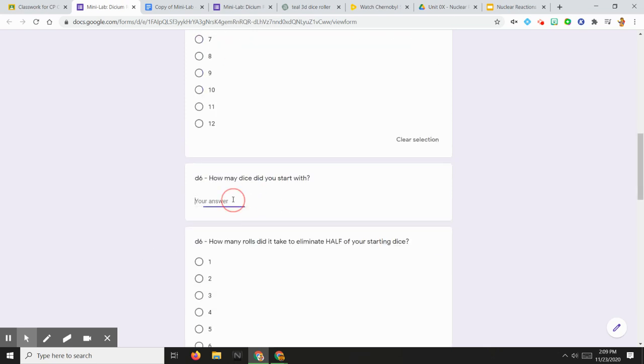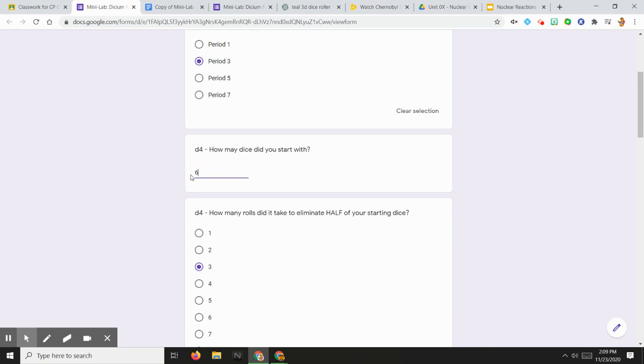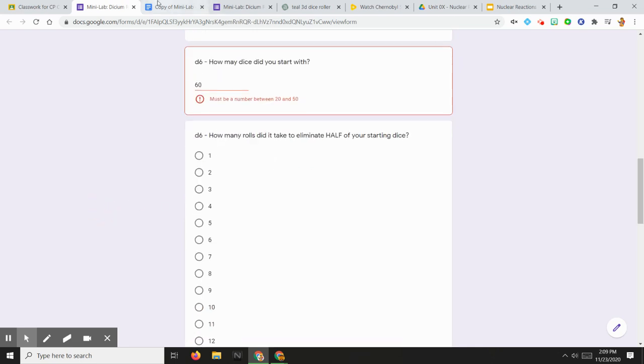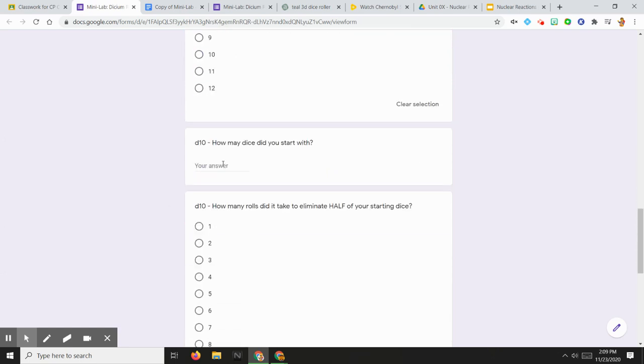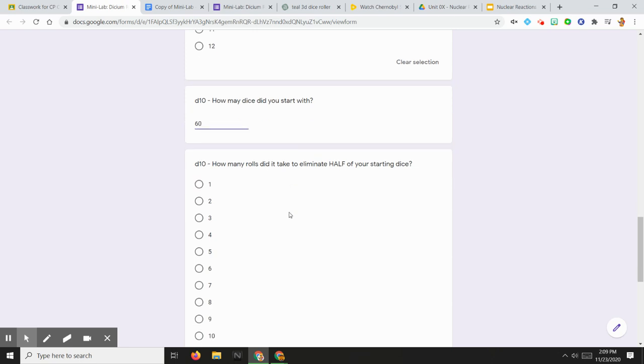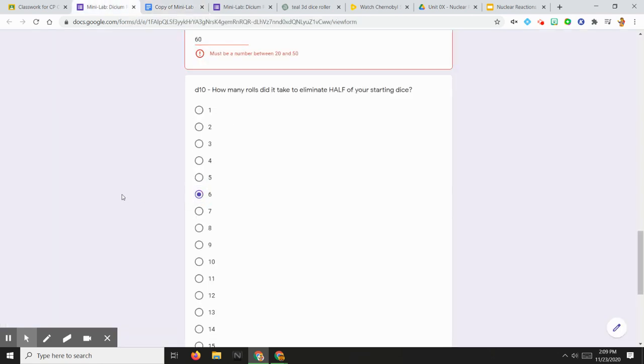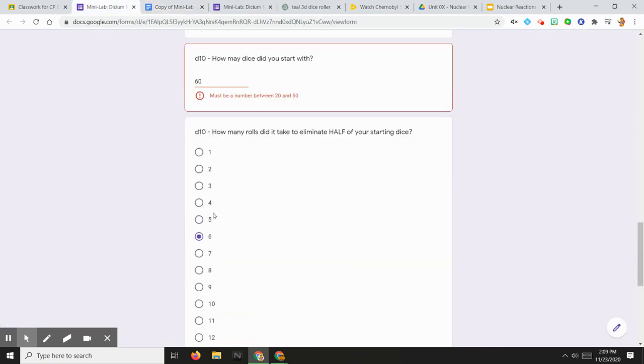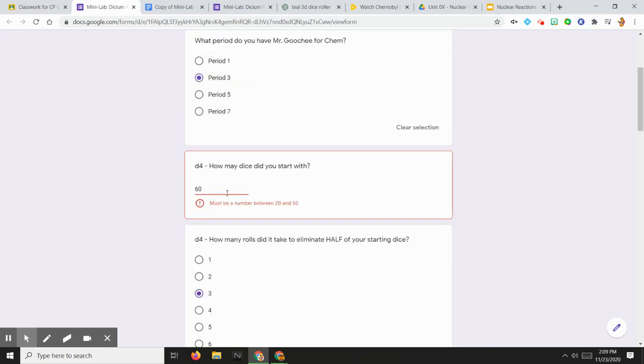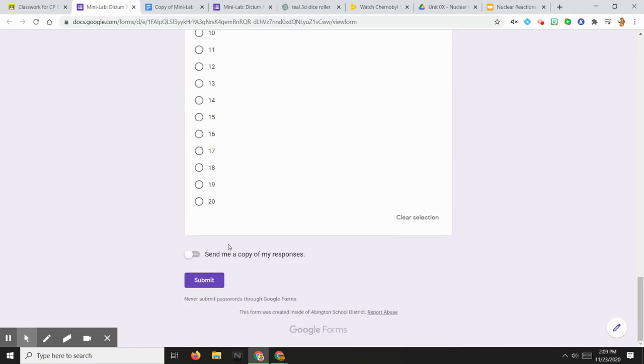How many of these D6 dice did you start with? I started with 60. I'm just gonna put 60 because I'm not gonna actually submit this. And the D6 took 5 rolls. How many D10s did you start with? 60. How many rolls did it take to eliminate half? It took 6 rolls. And then you would submit your results. Now, it won't let me because I'm outside of the scope of numbers allowed here. But you would then submit your results.